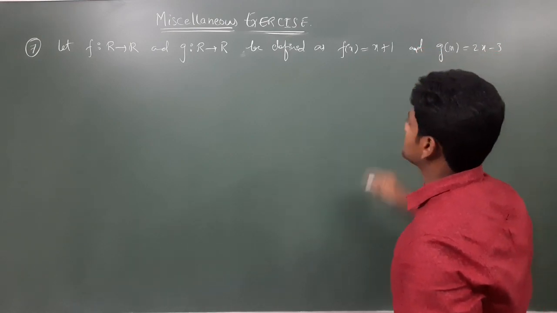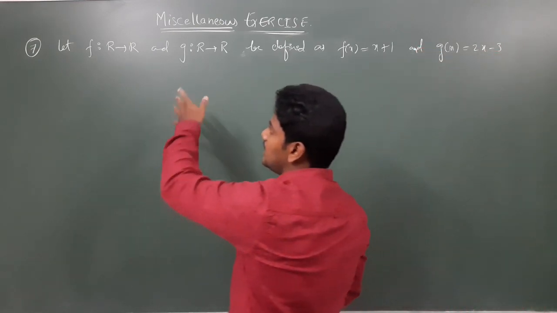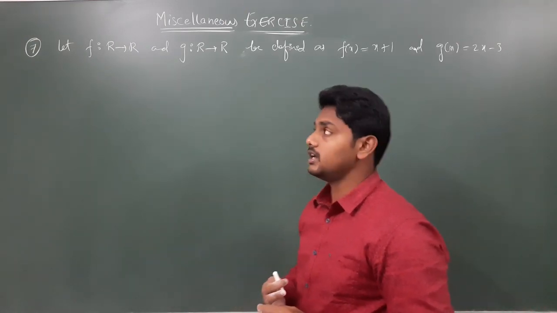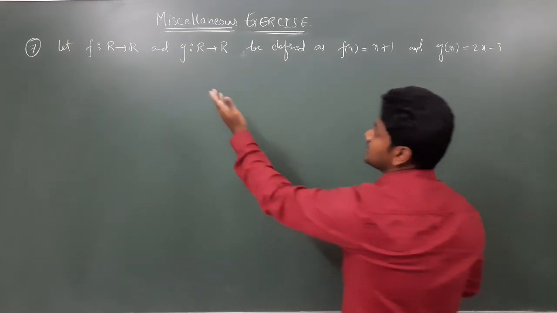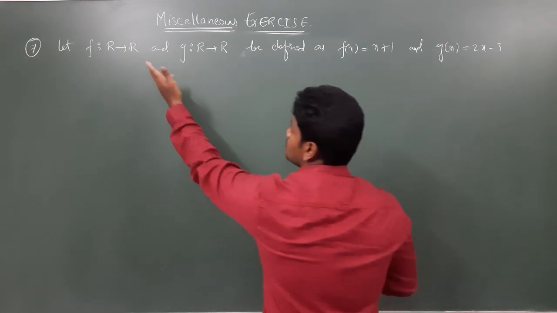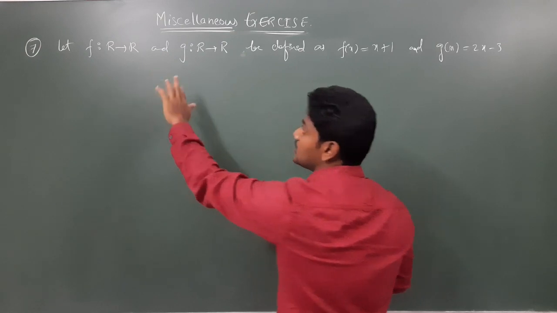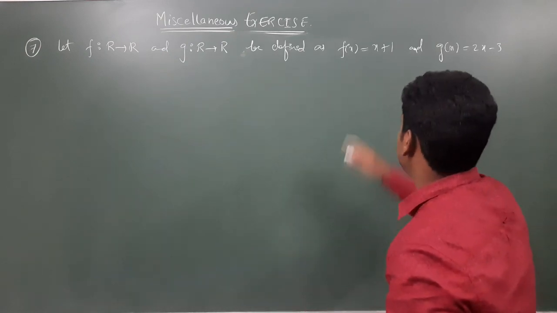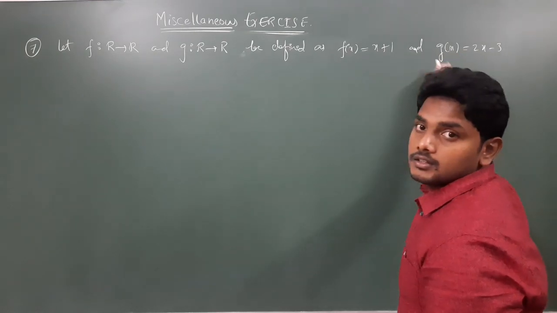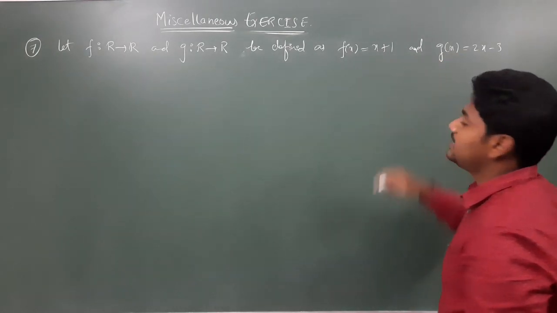So we are given two functions which are both real valued functions. Both domain and range are subsets of real numbers, so we can call these real functions. Why real functions? Because both domain and range are subsets of real numbers. Why? Which functions are these? These are linear functions.